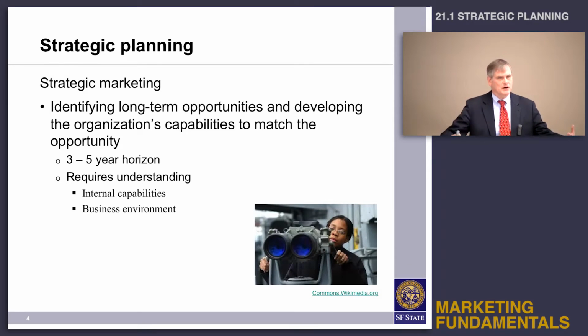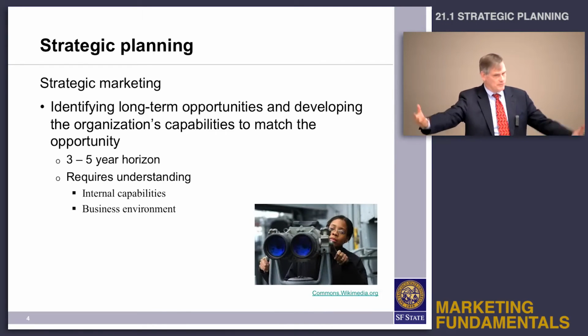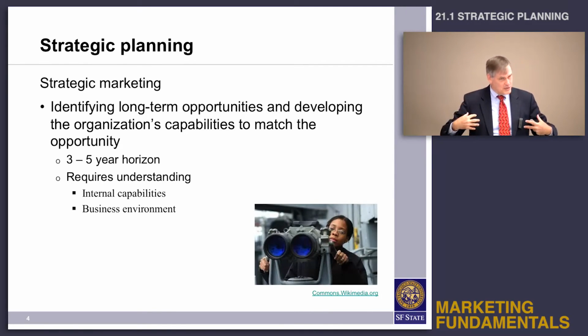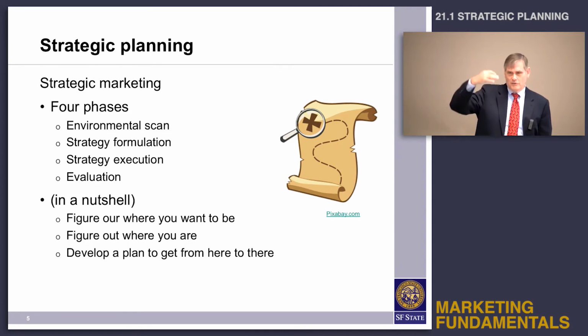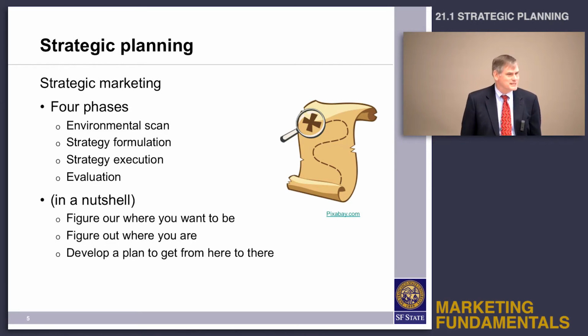And again, we talked about marketers as being boundary spanners. In order to do the job of matching opportunities with what your capabilities are, you need to understand both your capabilities and the opportunities. So from this perspective, we've got kind of a 4-stage process for developing a strategic plan. Start with the environmental scan, then you develop strategies, then you execute the strategies, and then you figure out whether or not they worked and do it again.